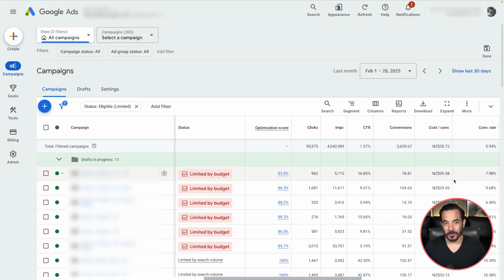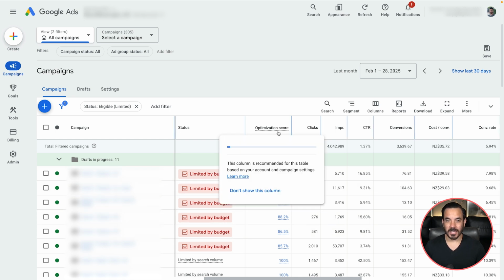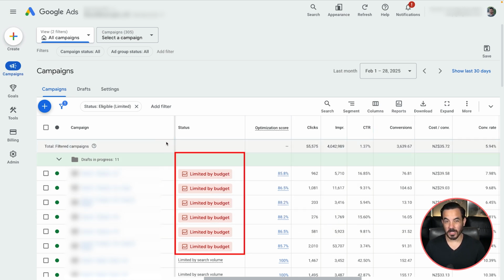All right, let's dive in and start with analyzing your situation. So here we are in a Google Ads account I was recently auditing. As you can see, they are getting the limited by budget notification on a number of campaigns.